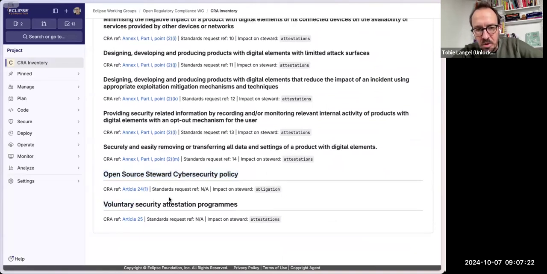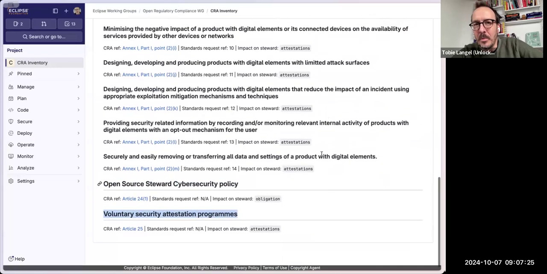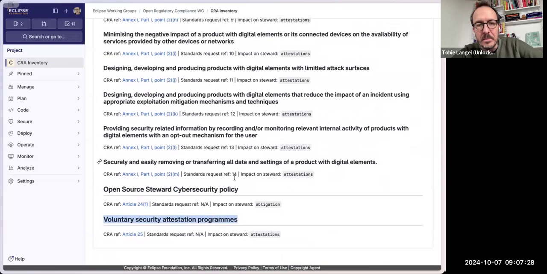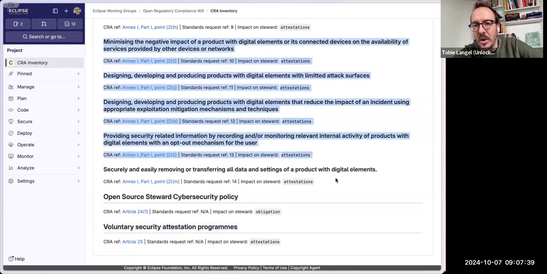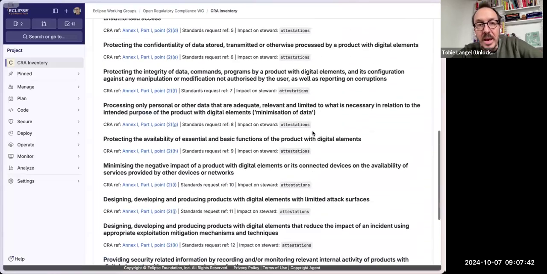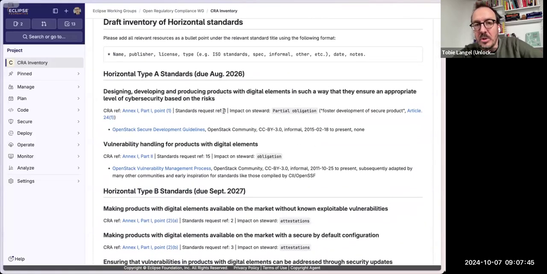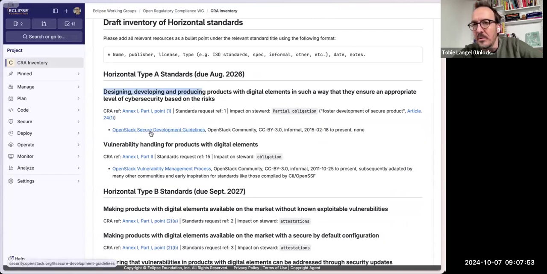And then there are the voluntary security attestation programs, which I mentioned right before, and which is essentially how can you help people putting products on the market to meet all of those requirements that they will have to meet, right? And so the exercise really consists of doing essentially what OpenStack just did here, which is to say, well, for this, here's what we have, here's who wrote it, here's how it's licensed, here's the level of formality, here's when it was done, and here's specific comments about it, right?